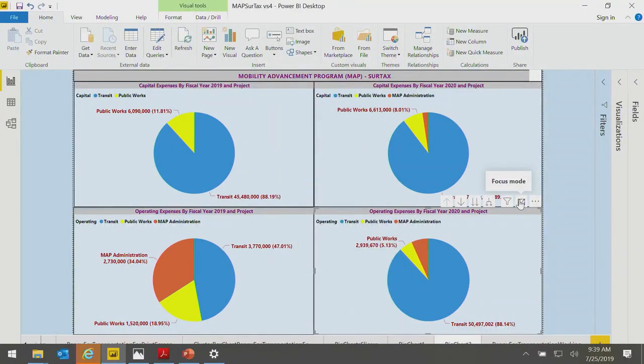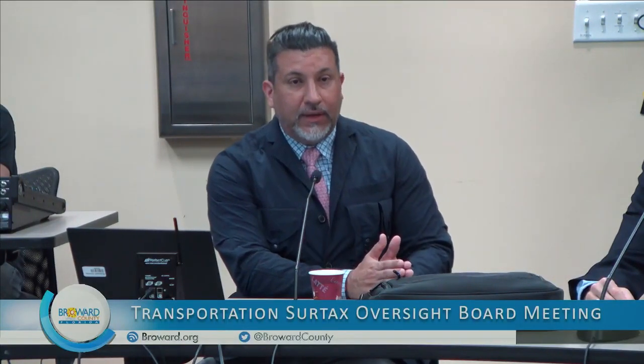Just to be clear, when you're talking about expenditures, these are allocations, these are budgets, right? These are not actual expenses yet, right? Correct. To clarify, when you're talking about expenses here, these are just the allocations or the budgets that we have approved. The 2020 stuff is what you're looking at approving today, and the 2019 is the stuff that was approved at a prior meeting.